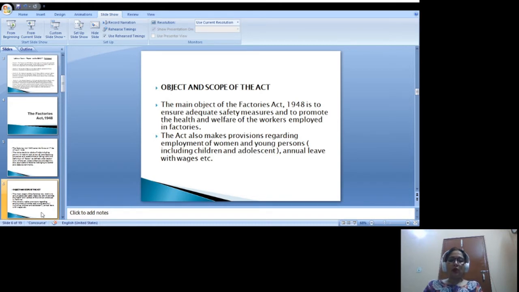Second, the Act also makes provisions regarding employment of women and young persons, including children and adolescents. The Act also provides various provisions which are to be applied when we are employing women and young persons in our factories. Also provisions regarding annual leave with wages, etc., how many leaves they are going to get, what kind of deduction we can do from their wages, which are allowed, which are not allowed, so how many types of leaves they can take.